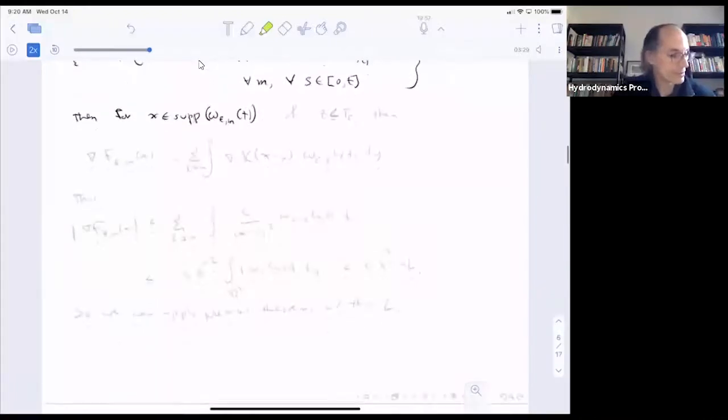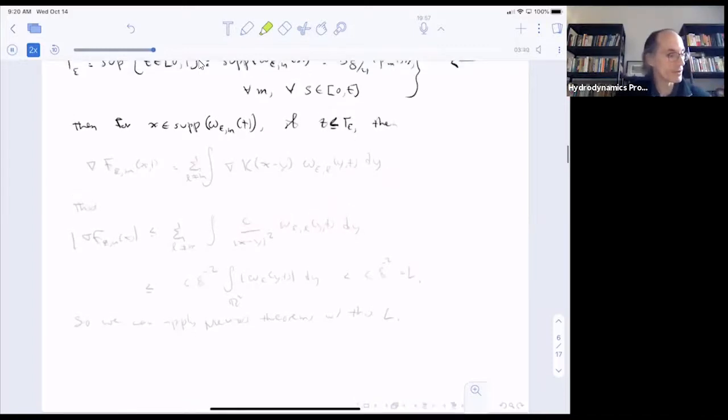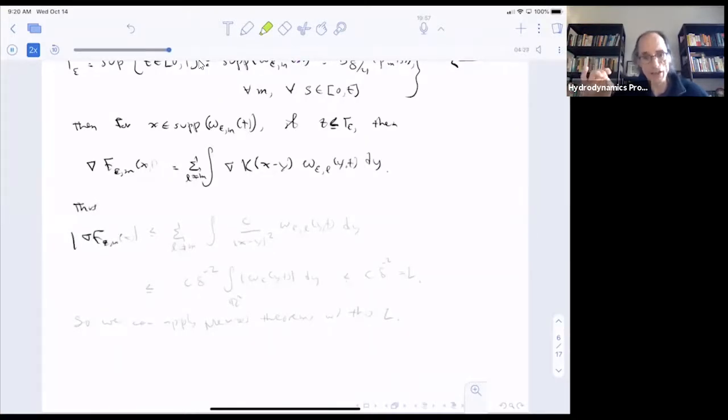So my goal is to bound the Lipschitz constant. I consider an x in the support of one of these blobs, and I consider a time t less than this capital T epsilon. I want to compute the gradient of the background flow in the mth blob, and I have a formula for it. So I write down the Biot-Savart law, I write down the definition of capital F, and then I differentiate.